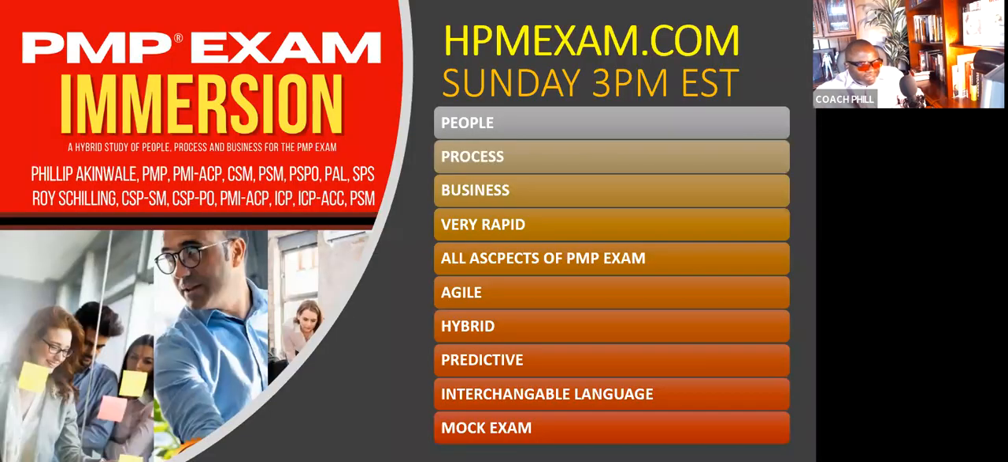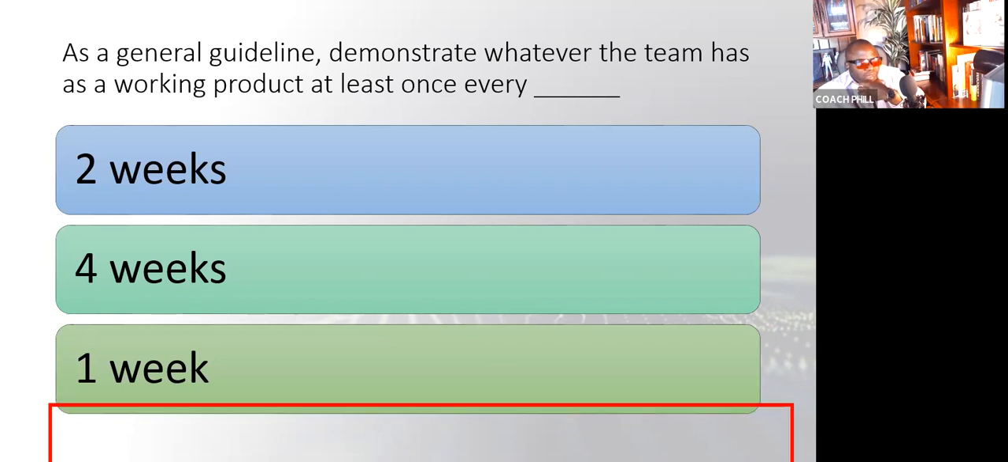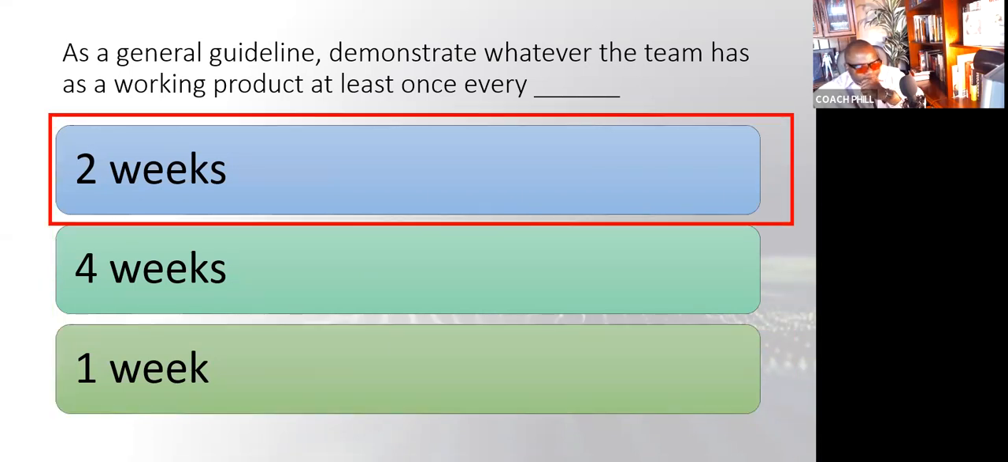All right, let's go to our next question. We're getting down to the wire here. As a general guideline, demonstrate whatever the team has as a working product at least once every what? The answer? 2 weeks. Next question.